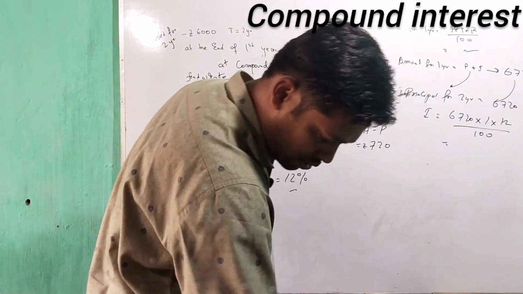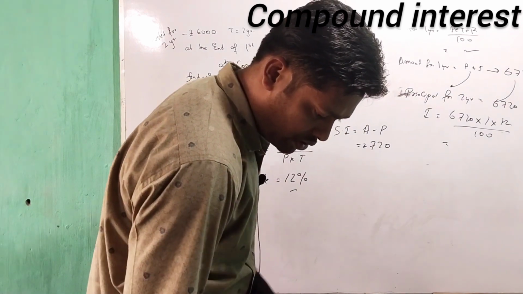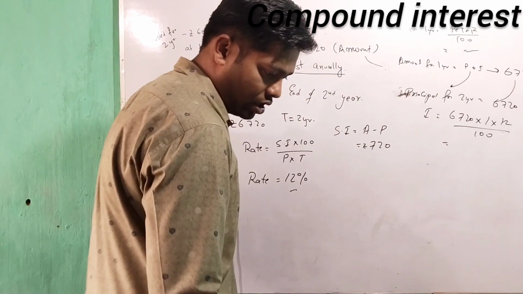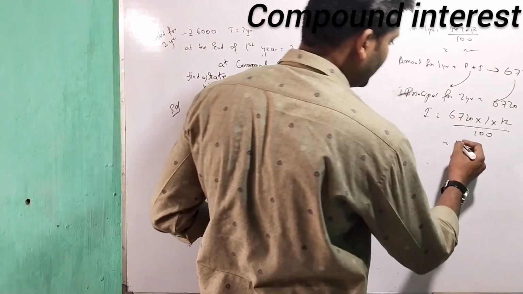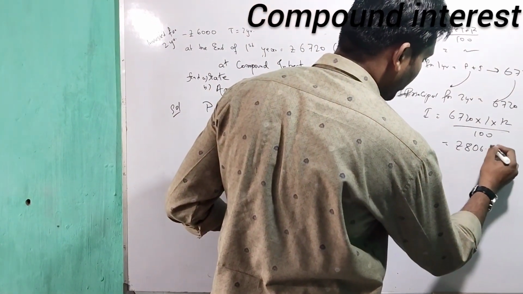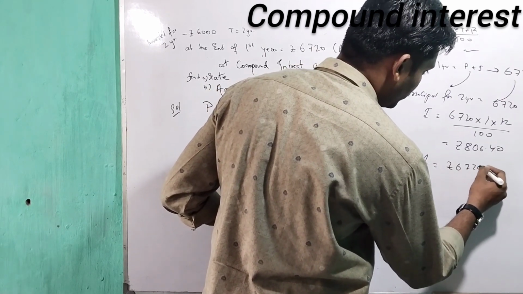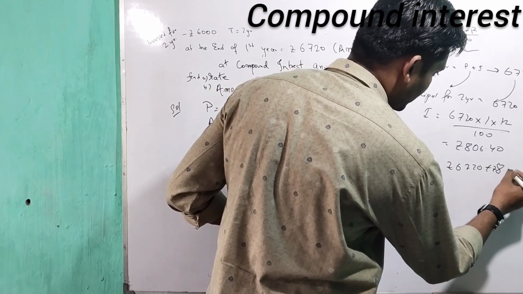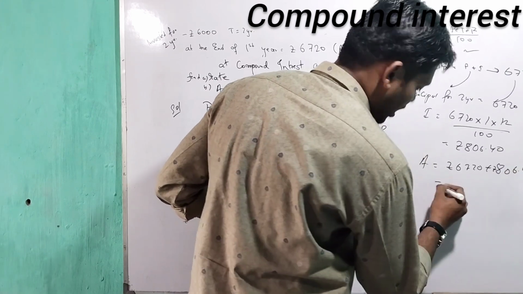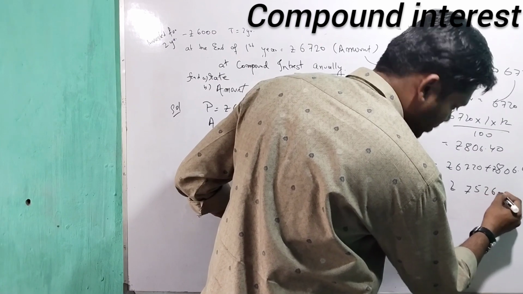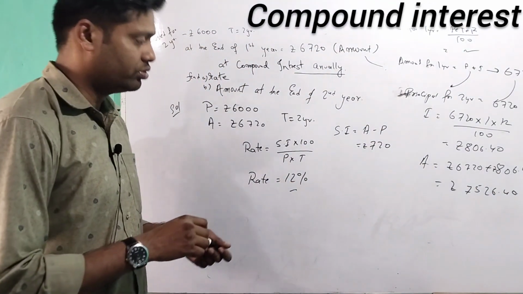What is the interest? The interest will be 806.40 rupees. Now find out the amount. So rupees 6,720 plus rupees 806.40, after calculating, 7,526.40 is the answer. So understood?